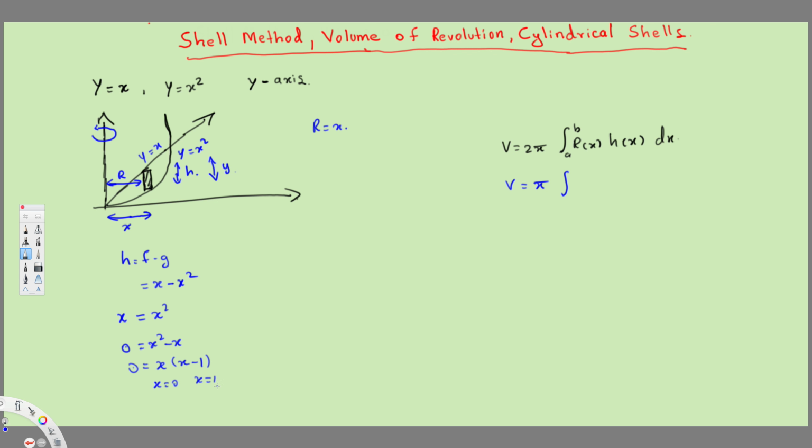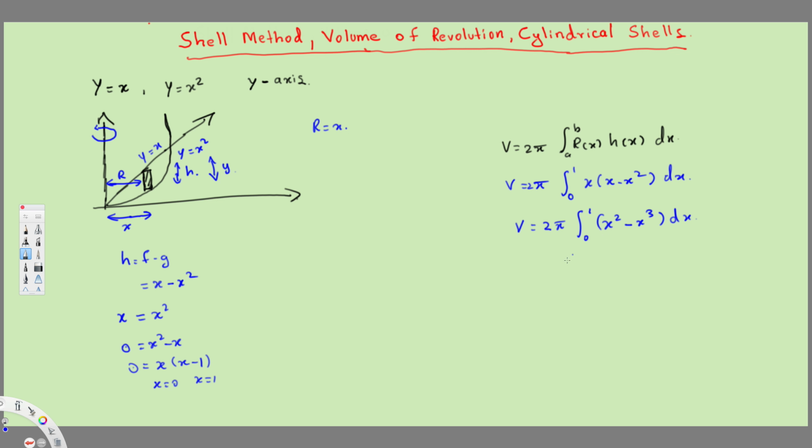So these are going to be my integral limits, going from 0 to 1, and r(x) is equal to x, so I can plug that in right here. h(x) we found out is x minus x squared, so I can multiply that by this. So this is going to be (x minus x squared) times x dx. Then we have 2π in front of this. Let's multiply this and simplify more. So V equals 2π integral from 0 to 1 of (x squared minus x cubed) dx.